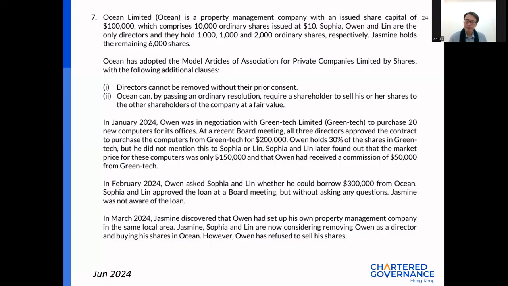So you can see so far in the story, some directors may be doing something not that correct. So it's possible we talk about directors' duties, and then we're talking about a loan to a director, and we're talking about removing a director, and also asking Owen to give up his shares as well.